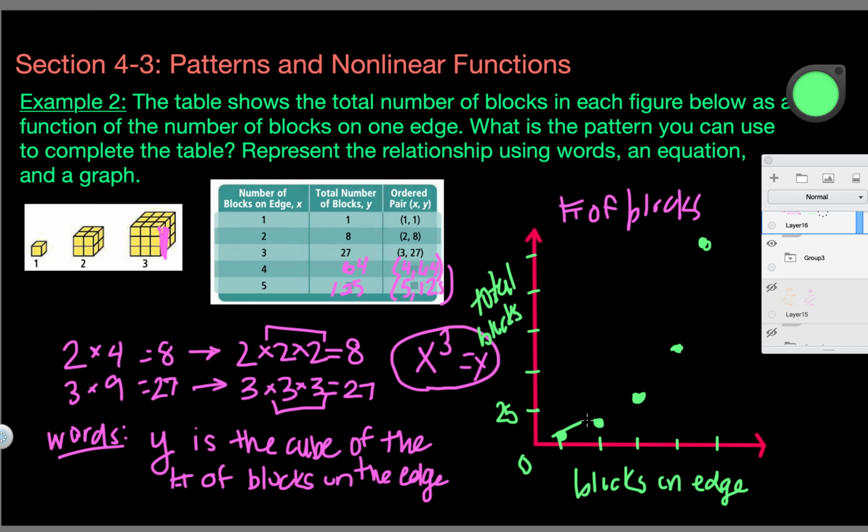So as we can see, this is not a linear function. So this is a nonlinear function because it curves up. It grows super quickly. As our number of blocks on the edge gets larger, the total number of blocks blows up, and there's so many.